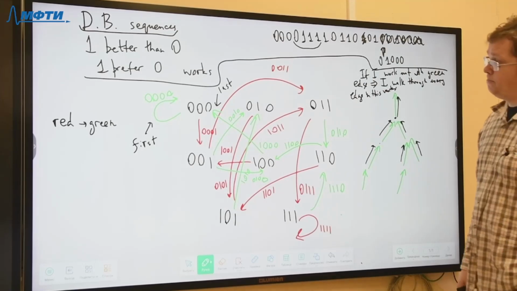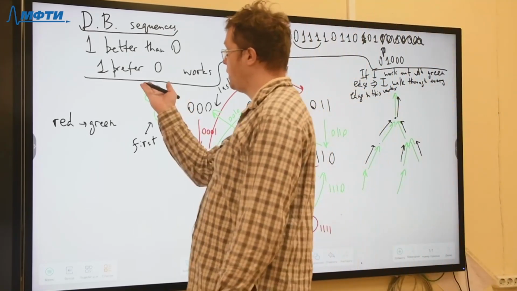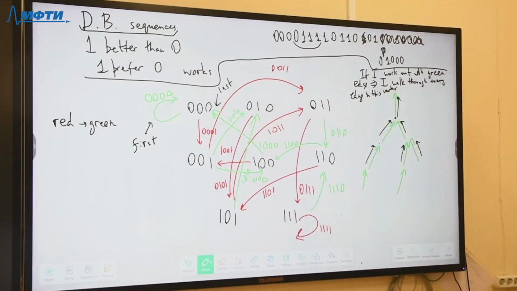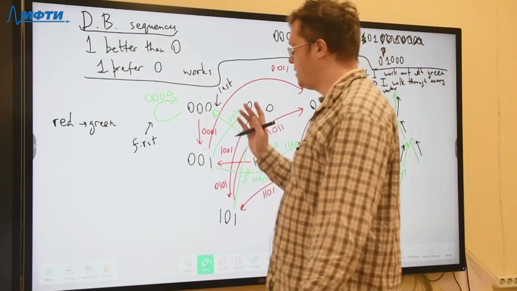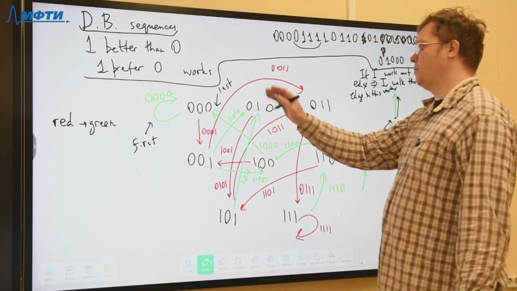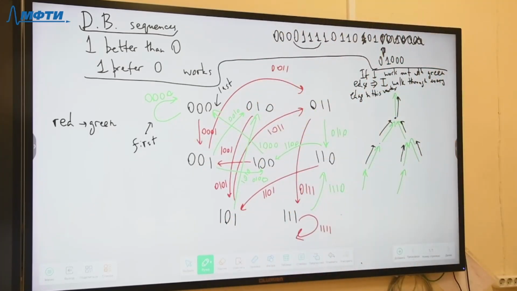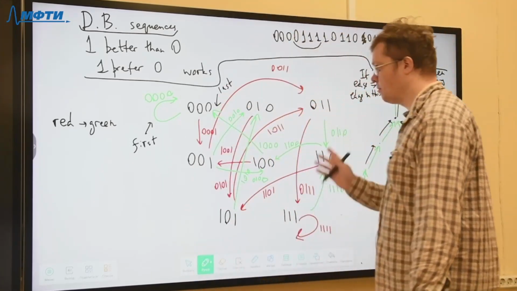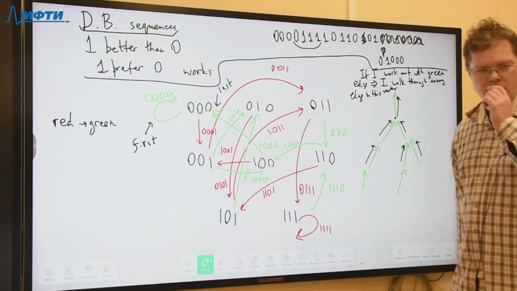But this is not the unique algorithm to get the De Bruijn sequences, and so in tests and homeworks maybe we'll be presenting some different algorithms for getting the De Bruijn sequences. Okay, do you have any questions about it? About this?